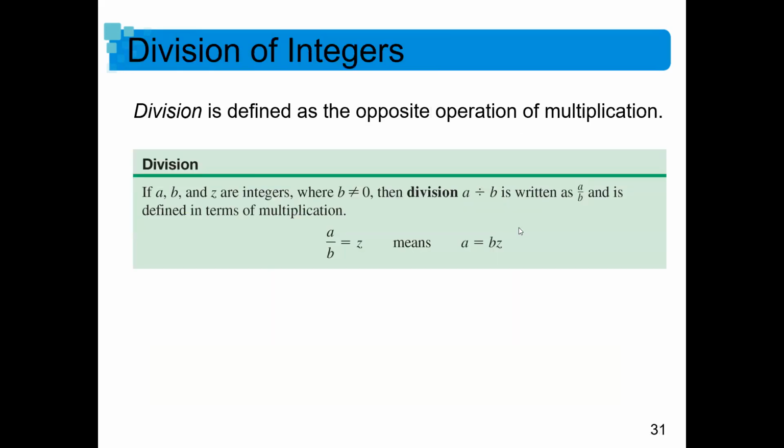So how about division of integers? Division is defined as the opposite operation of multiplication. If a, b, and z are integers where b is not equal to 0, then division A divided by B is written as A over B and is defined in terms of multiplication so that A over B equals Z means A equals B times Z.